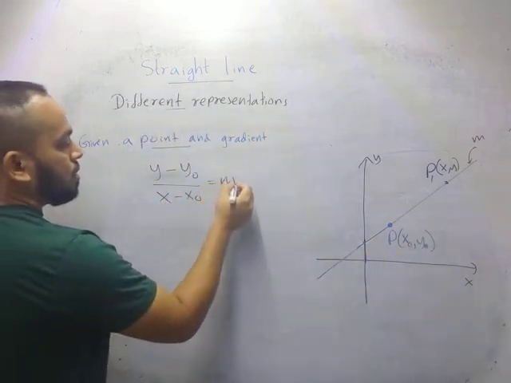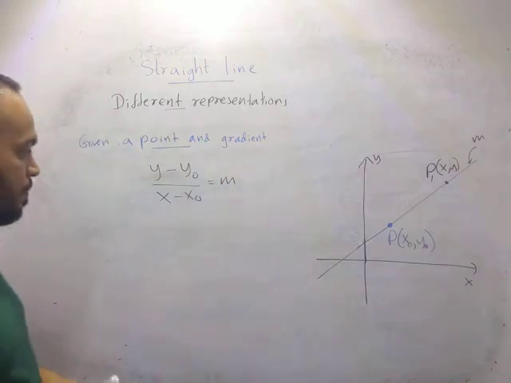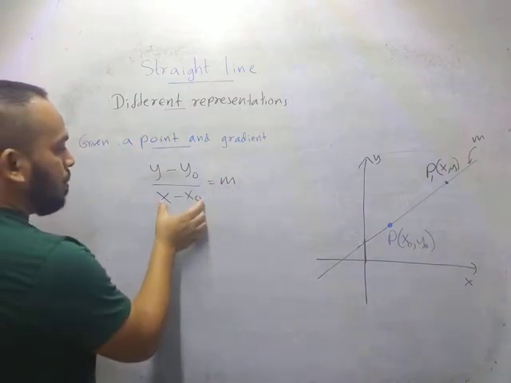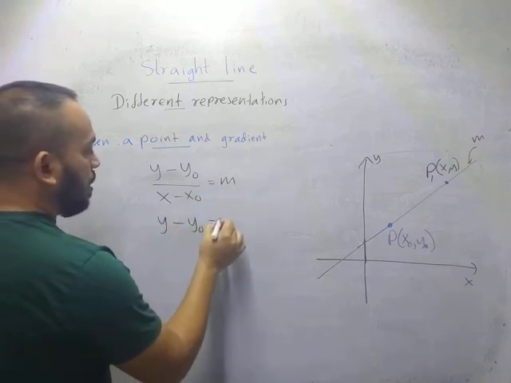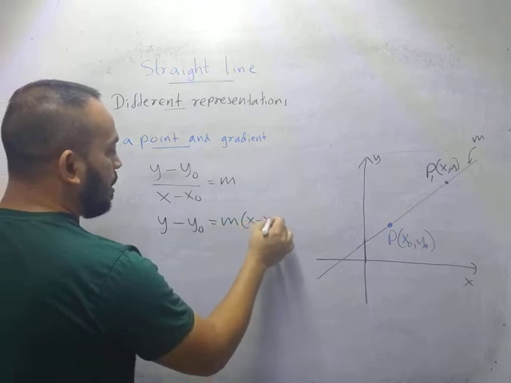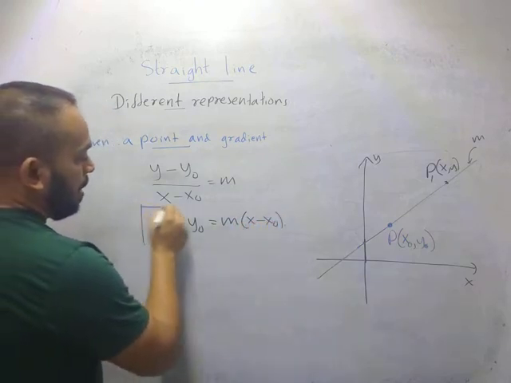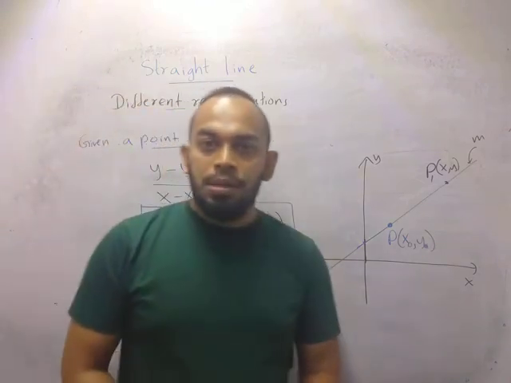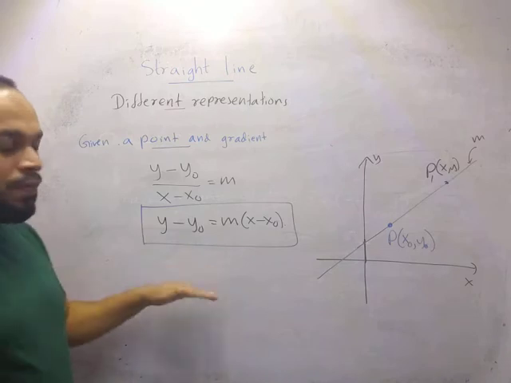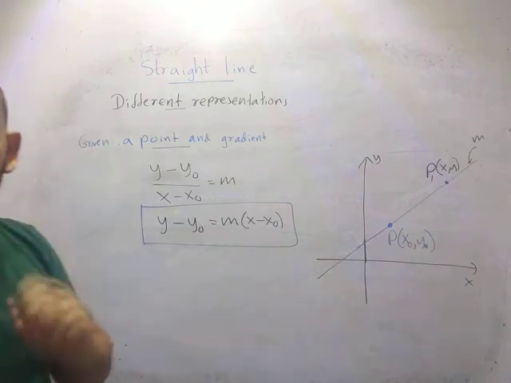This was the gradient, exactly what we did. So let me just cross multiply this. Then we get y minus y naught equal to m times x minus x naught. So this is the equation of a line when a point and a gradient are given. You can further simplify this if you want. Otherwise, you can leave it like this, right?